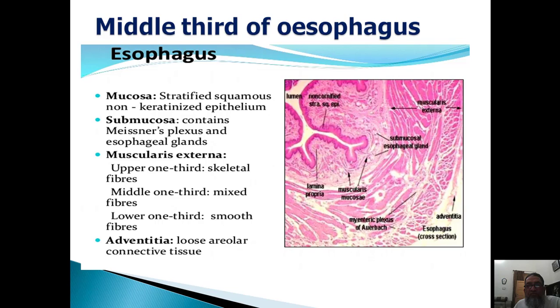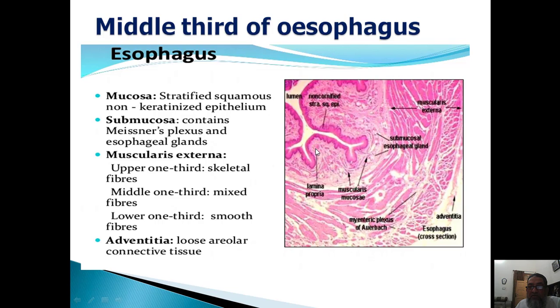Middle third of the esophagus, again the mucosa, submucosa, muscularis externa, adventitia. Now, mucosa is the stratified squamous non-keratinized epithelium. This is the lumen of the esophagus, stratified squamous non-keratinized.